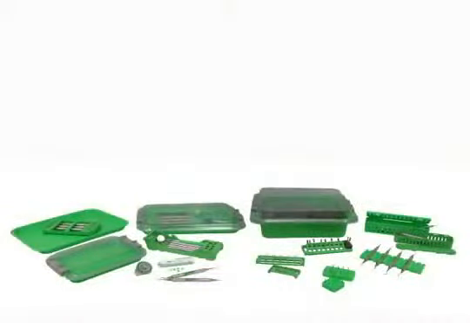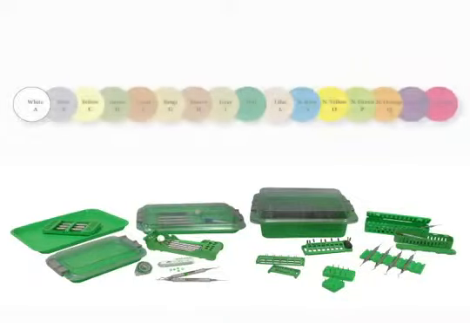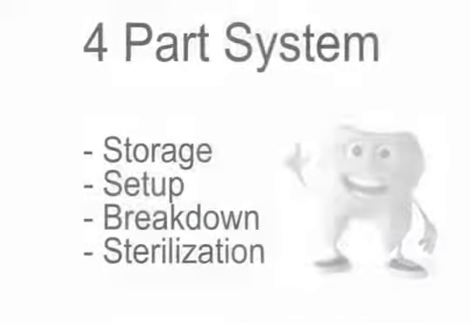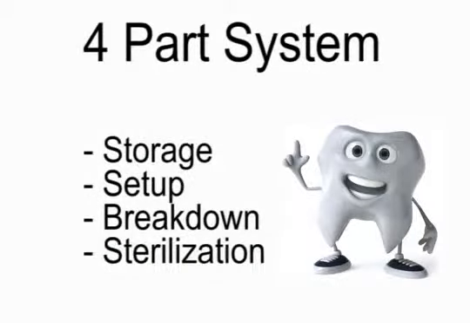Zirc's products were all developed to work together to give you a system that is efficient and saves you time. With over 40 organizers available, and an array of 16 colors to choose from, you are able to customize your own color code system that works for you. To make it simple, we have broken down this system into 4 parts: storage, setup, breakdown, and sterilization. The following videos will guide you through each step in more detail.